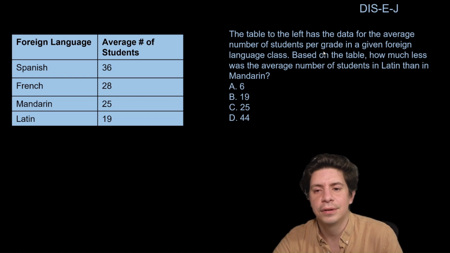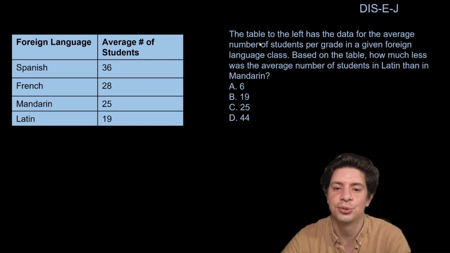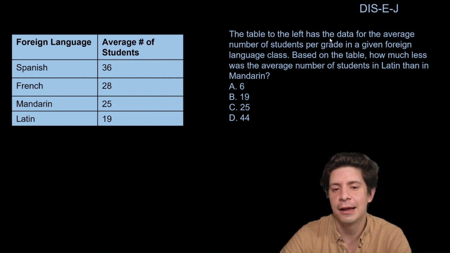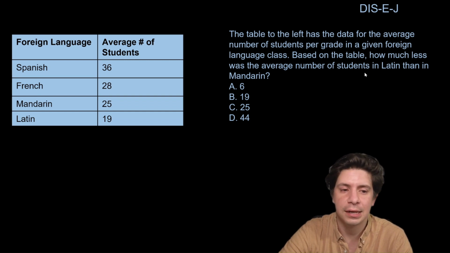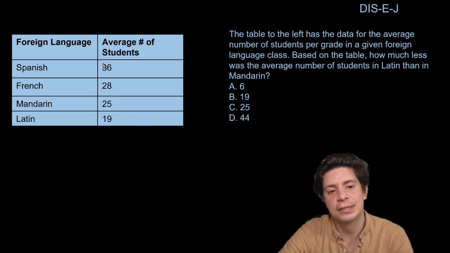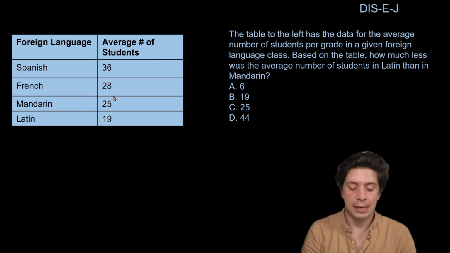Okay, and now we have AJ, another table. There's a lot of tables in this one, so get used to it. The table to the left has the data for the average number of students per grade in a given foreign language class. Based on the table, how much less was the average number of students in Latin than in Mandarin? So this is the average number of students. It's like the last question, except instead of a bar chart, it's a table. So average number of students in Latin than in Mandarin.